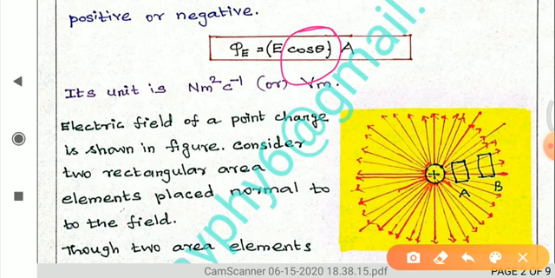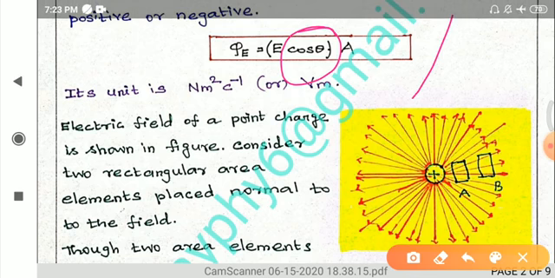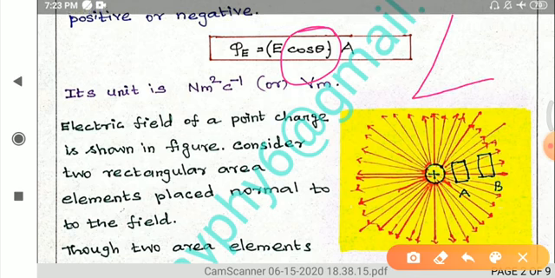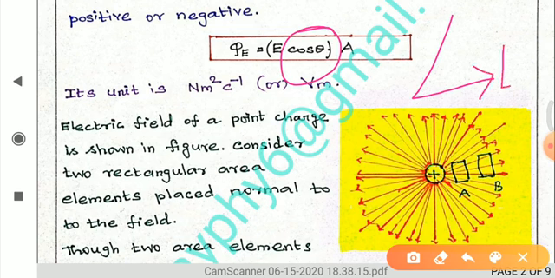Now what is cos theta? Cos theta is the cosine of the angle between the direction of electric field and the normal drawn to the point on the surface. So this is known as cos theta. Once again I am repeating, cos theta is the cosine of the angle between the direction of electric field and the normal drawn to the surface.